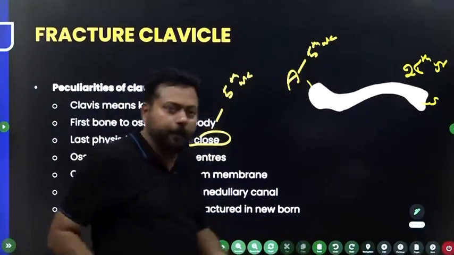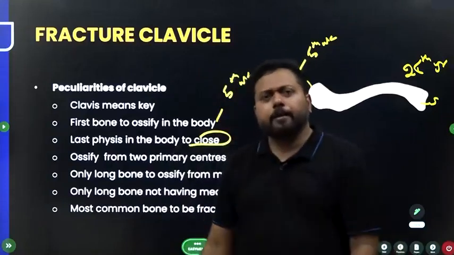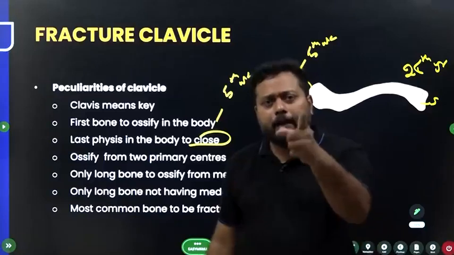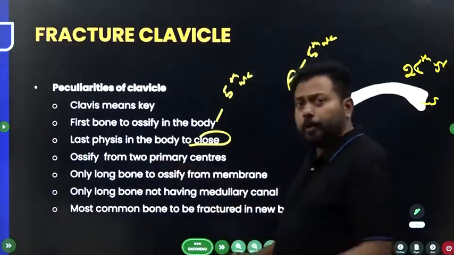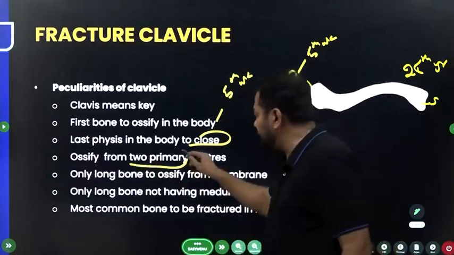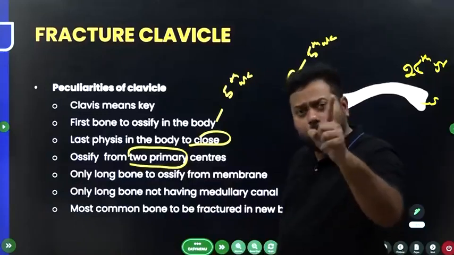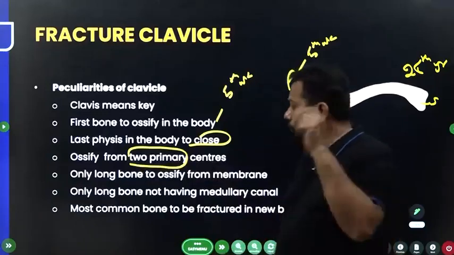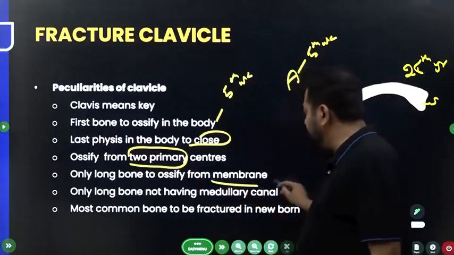What a peculiar thing. All these things have been asked 1 lakh times in sets. You just refer to your notes. In anatomy they had asked, in ortho they had asked. This is the only bone to ossify from 2 primary centers. Usually all bones start ossifying from only one primary center. This is also the only long bone to ossify from membrane.